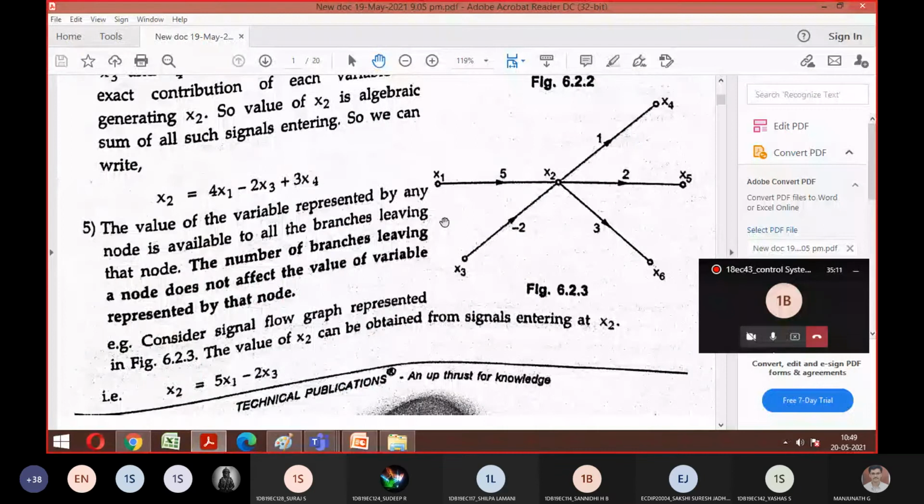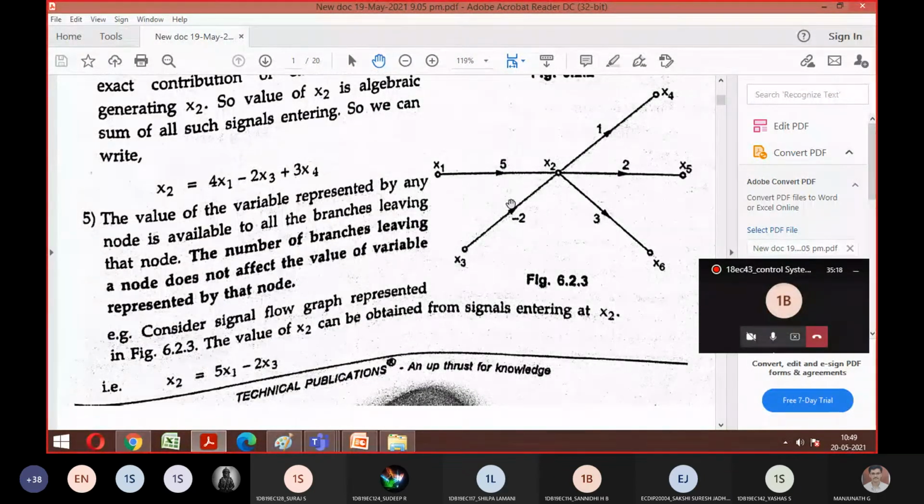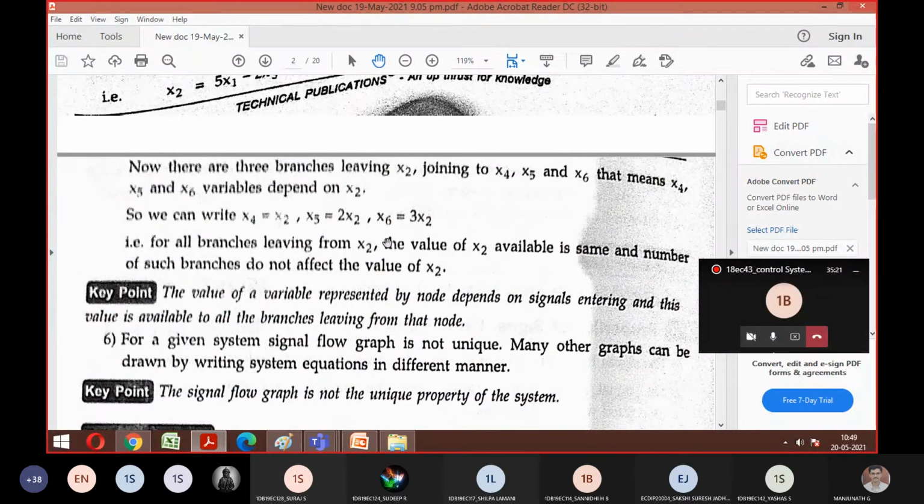Will it make any difference here? No, sir. That is the meaning of not unique. It is not a fixed thing. You can align things however you want. The only thing we want is that the input flow and output flow are proper with the arrow mark indication. That will tell you that however you want, you can draw a signal flow graph. Is it okay till here? See here, it is not unique. Many other graphs can be drawn by writing the system equations in a different manner. The alignment is different, but ultimately the output remains the same.